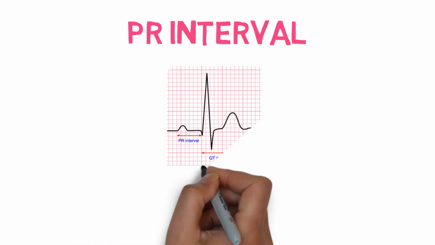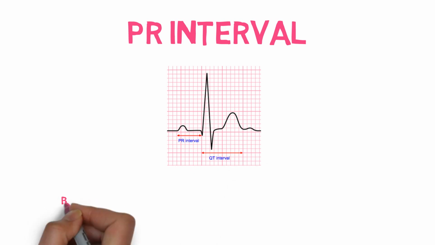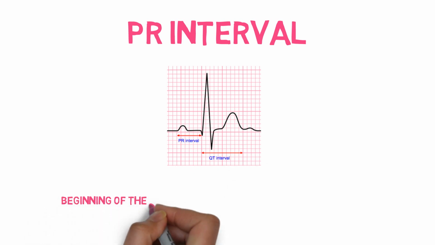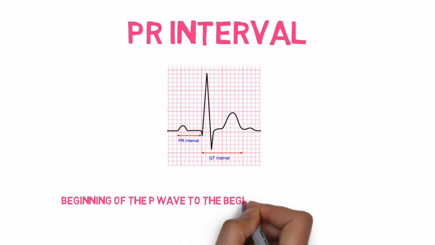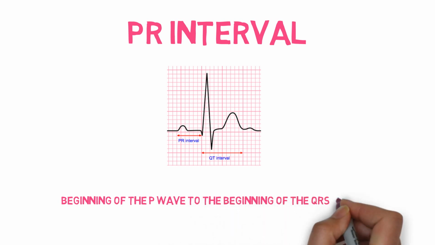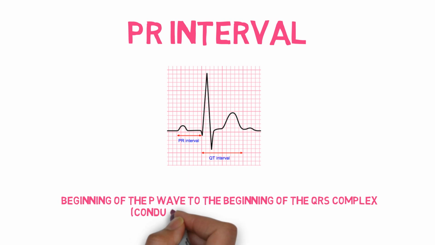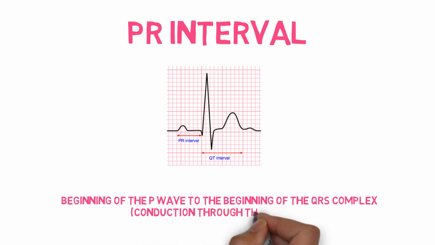The first interval we are going to look at is the PR interval. The PR interval basically starts from the beginning of the P wave to the beginning of the QRS complex, as demonstrated in the above figure. This also demonstrates the conduction of electrical activity through the AV node. So the PR interval starts from the P wave up to the start of the QRS complex.